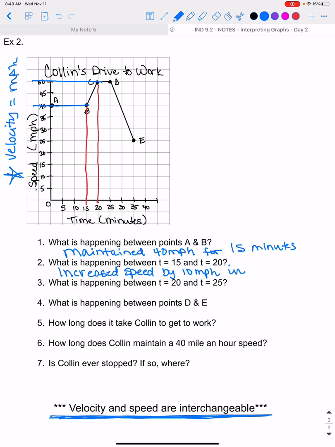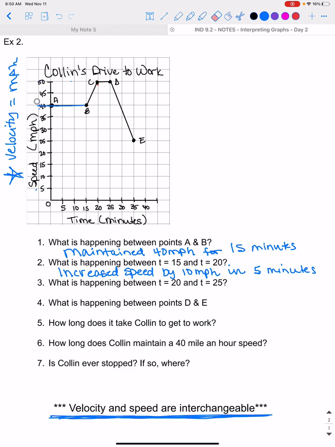How long did it take him to increase that speed, right? He gradually increased his speed from 15 to 20. That's 5 minutes. So increase speed by 10 miles an hour in 5 minutes, or over 5 minutes, however you want to word it. But we've got the description of what happened on the y-axis, which was that there was a 10 mile an hour increase, and we have the description of the x-axis that it took 5 minutes to do that. All right, do the same thing here, but now we're going to look at T20 to T25.